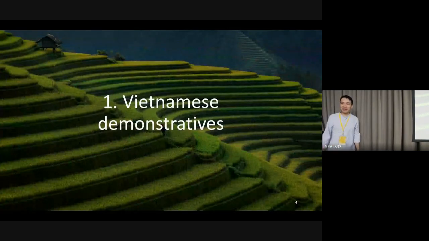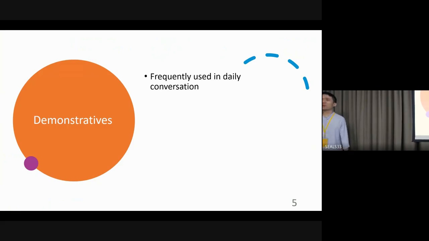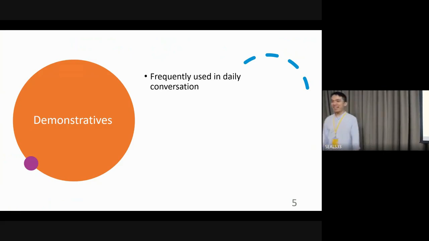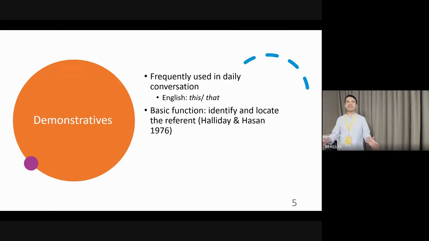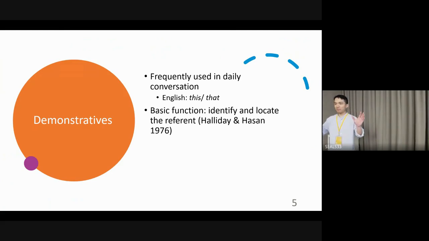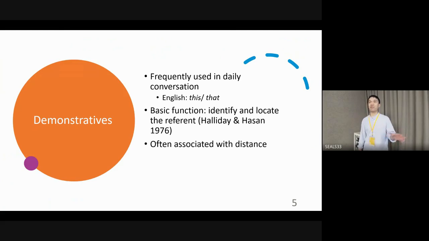So first of all, the Vietnamese demonstratives. What are demonstratives in general, right? Demonstratives are things that we frequently use in our daily conversation, like English this and that. The basic function of demonstratives is to identify and locate a referent in the world and in conversation, and it is often associated with distance. For example, this refers to something near, and that refers to something far away.